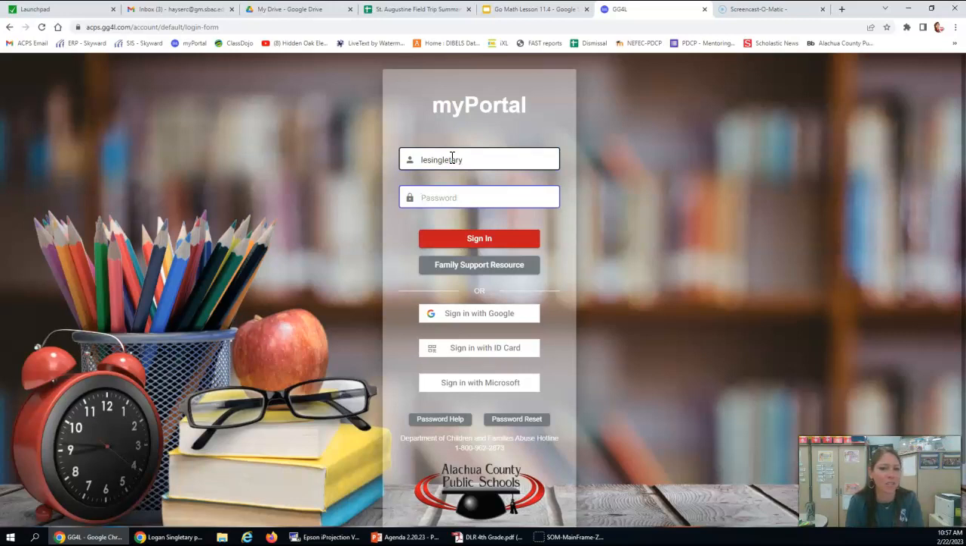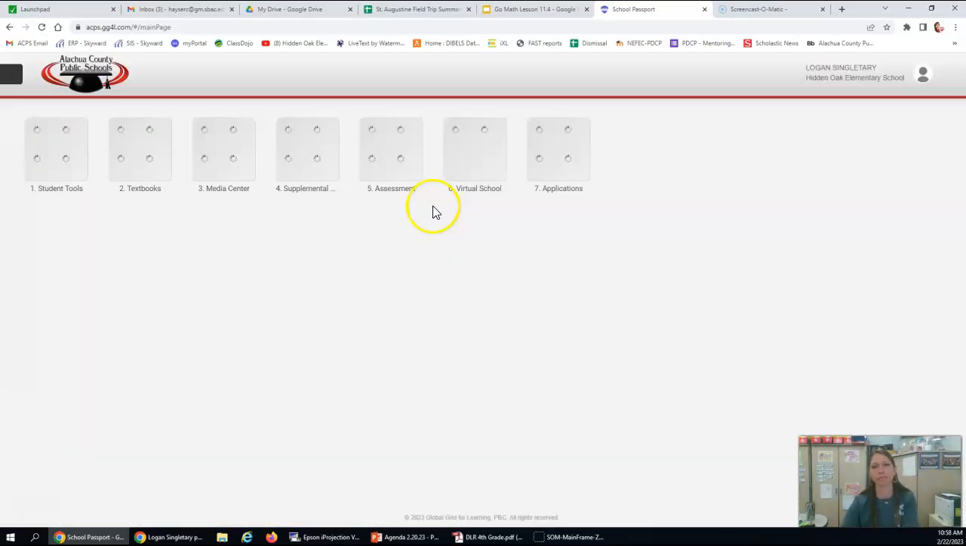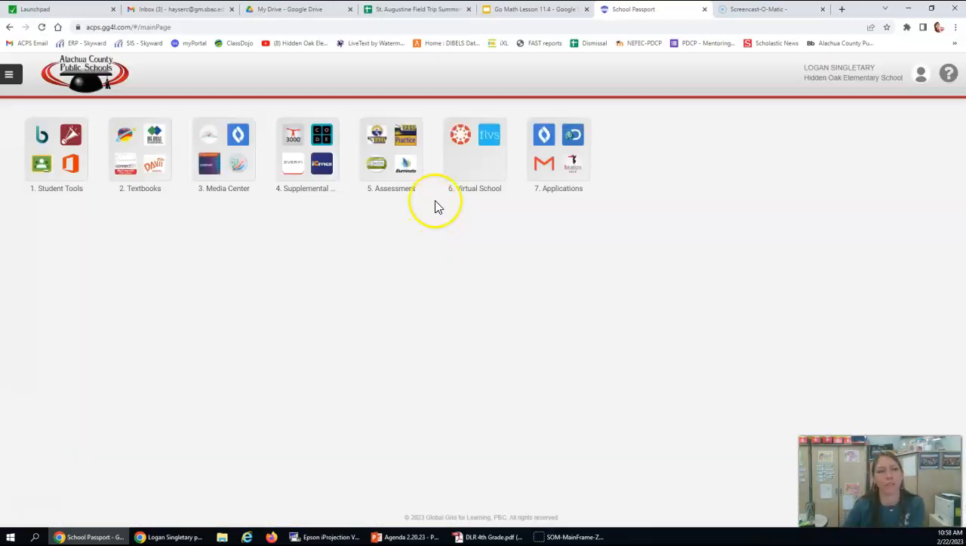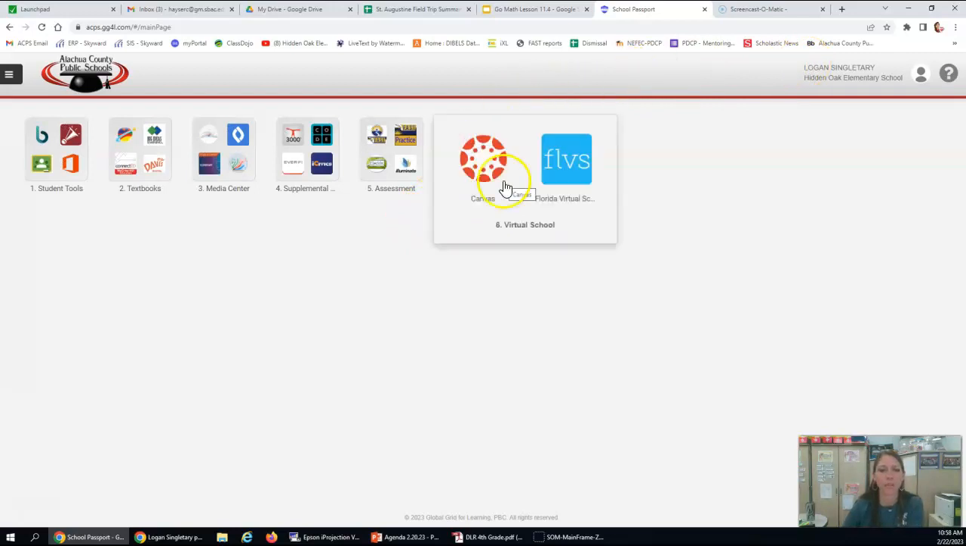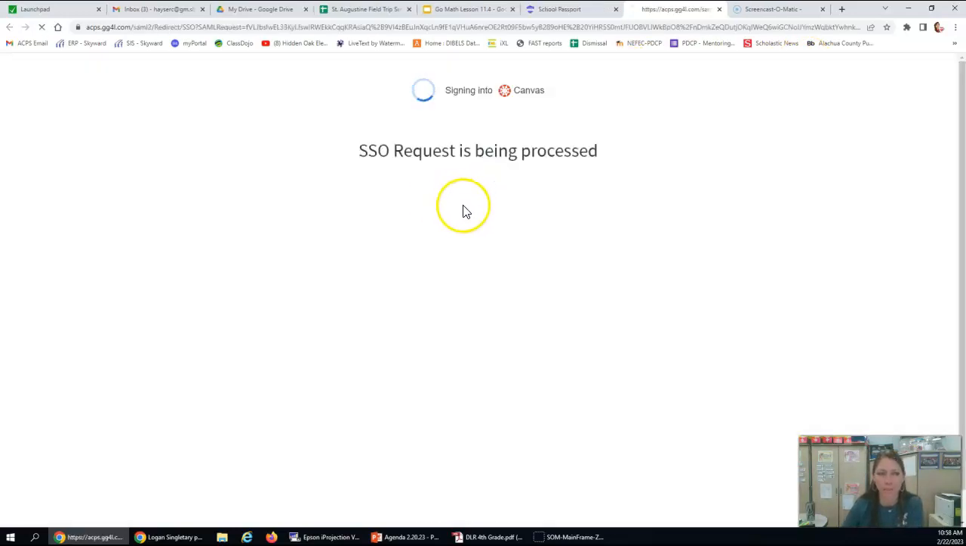Okay, so I'm logging in as one of the students with their MyPortal username and password. And then I'm going to click sign in. Okay, so you can see I'm a student here, and so I'm going to click on Virtual School and I'm going to click on Canvas.